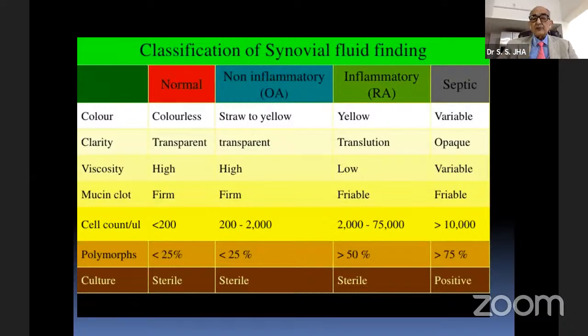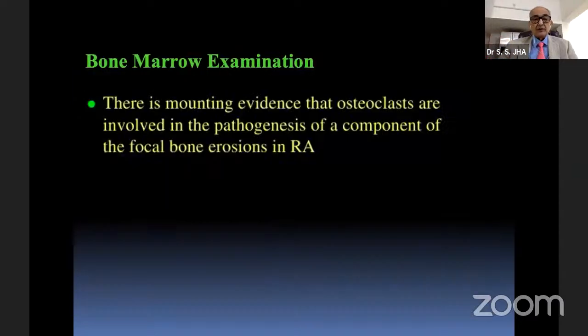Now, synovial fluid findings have been discussed in detail by Dr. Abhay Elhence, and he has rightly said that the polymorphs in inflammatory conditions are almost double, and the cell count is more than 2,000 and may be as extreme as 75,000. Now, bone marrow examination sometimes is also performed, as there is mounting evidence that osteoclasts are involved in the pathogenesis of a component of the focal bone erosions in rheumatoid arthritis, and sparingly this can also be performed.